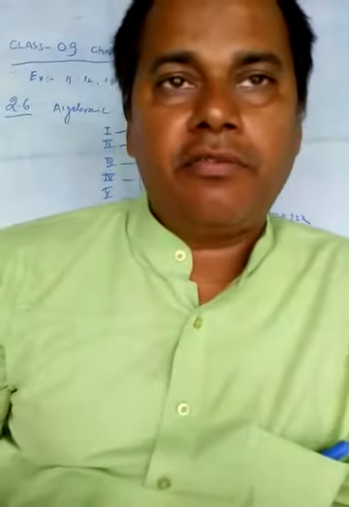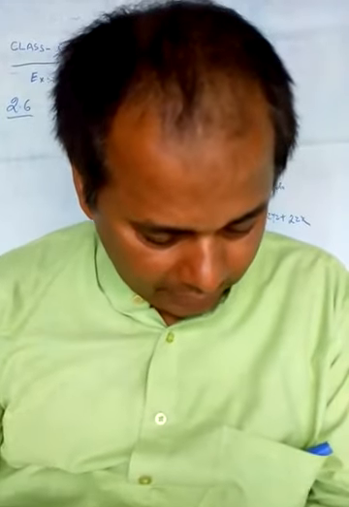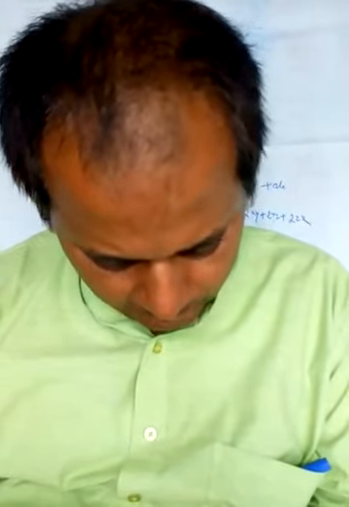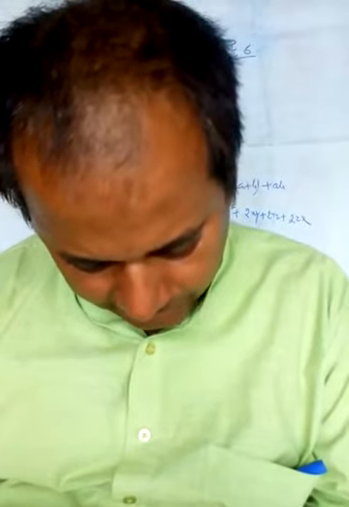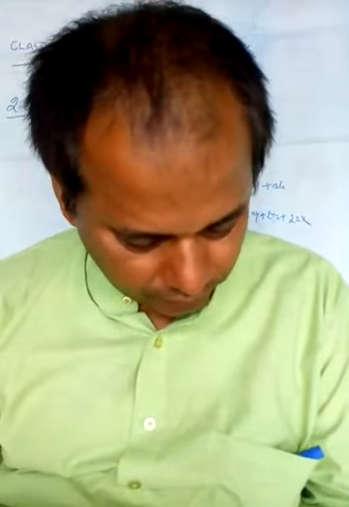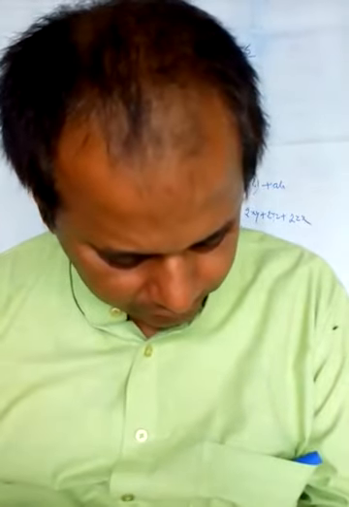It is page number 40. Example number 11. Examine whether x plus 2 is a factor of x cube plus 3x square plus 5x plus 6 and 2x plus 4. Solution. The zero of x plus 2 is minus 2.